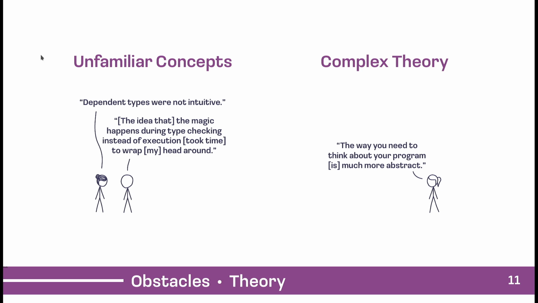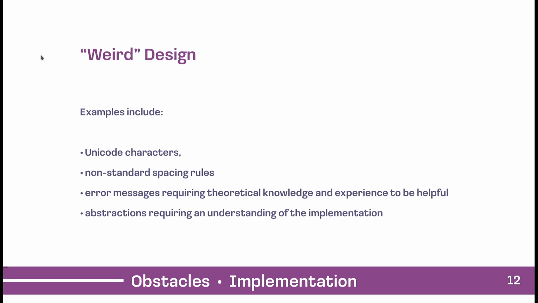Moving on to the level of implementation, the first obstacle I'd like to share with you is what the students called weird design. And I think they call it weird because, of course, it is so different from what they're used to. But these are things like Unicode characters in your code, requirements about where you have to put spaces, error messages that really require a lot of understanding of what's going on under the hood, and abstractions that, if you use the abstraction, fine, it's no problem, but as soon as there's an error, you have to understand everything that's going on underneath, and that's very difficult.